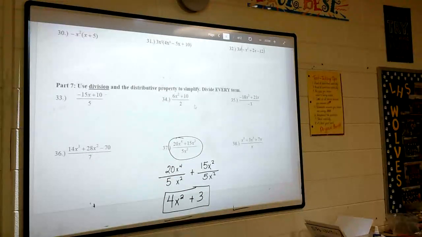So they're not very difficult when you're dividing. I just wanted to show you an example of that so that you can see exactly what's happening. You can split them up into separate fractions, and then that way you'll get your final answer when you divide that number out of each of them. So that's the goal there.